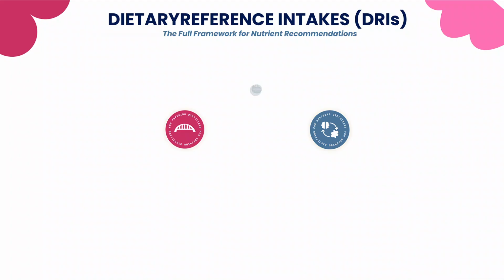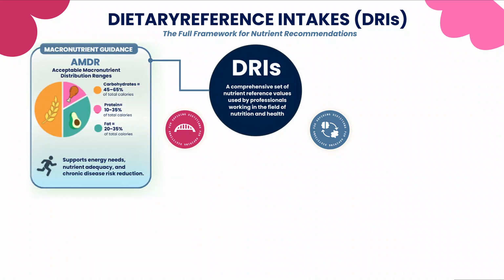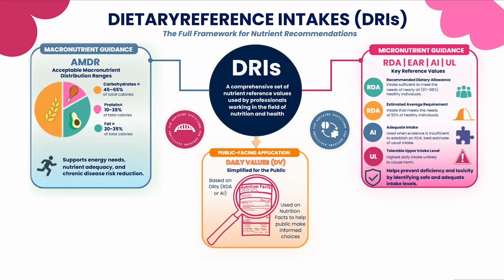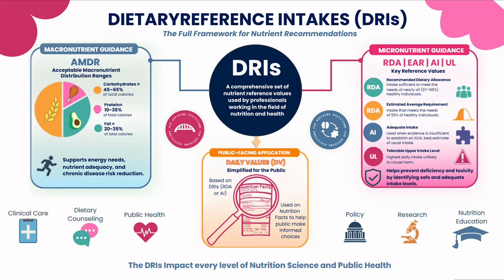The major takeaway in this video is this. Dietary reference intakes, the DRIs, are the full framework for nutrient recommendations. This includes AMDR for macronutrients and the RDA, EAR, AI, and UL for micronutrients. The daily values, or DV, are simplified public-facing numbers derived from these recommendations and are used on nutrition facts labels. DRIs are not just exam contents, they are the core nutritional framework used to establish safe, effective, and practical nutrient recommendations across nearly every level of nutrition science, healthcare, and public health systems.